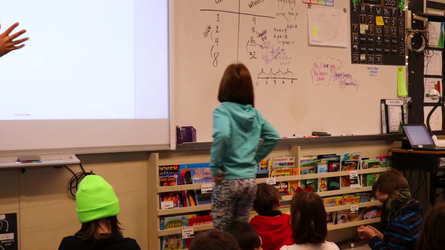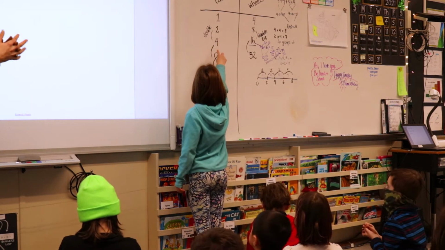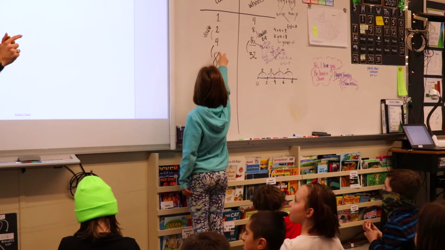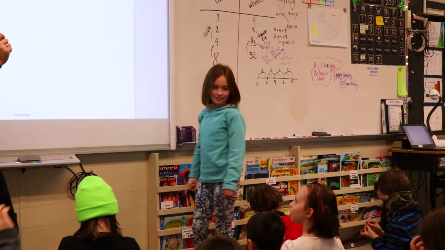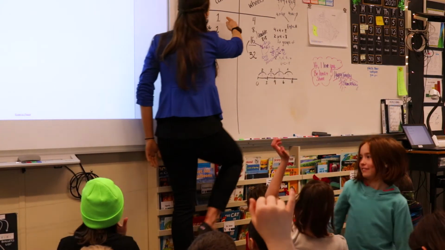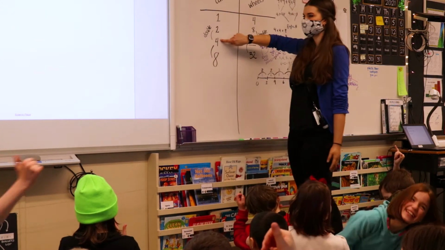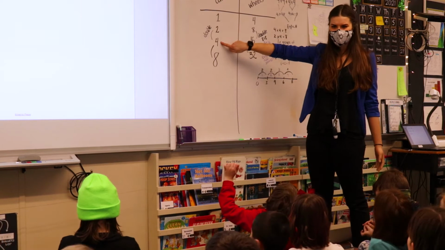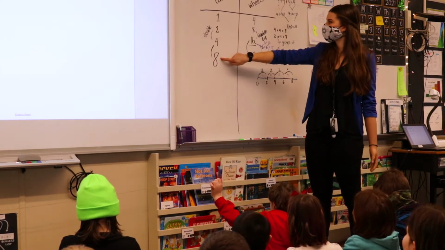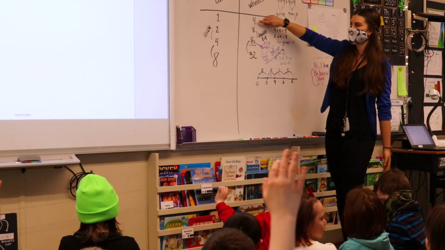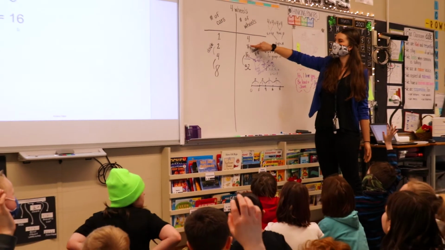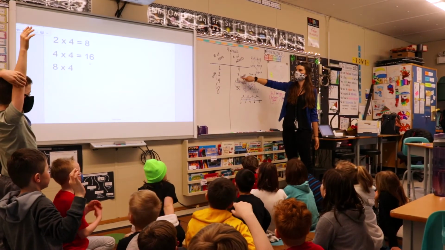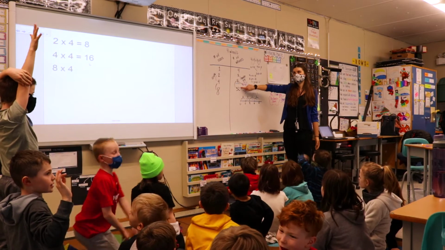So, 1 plus 1 is 2 plus 2 is 4. Whoa, did anyone else notice that? We know that 1 plus 1 is 2. 2 plus 2 is 4. 4 plus 4 is 8. Okay, well, what about on this side? What's 4 plus 4? 8. 8 plus 8 is 16. 16 plus 16 is 32.